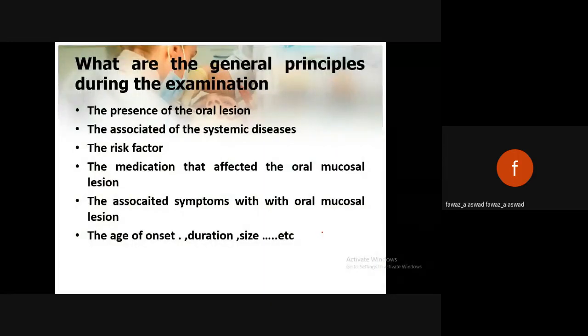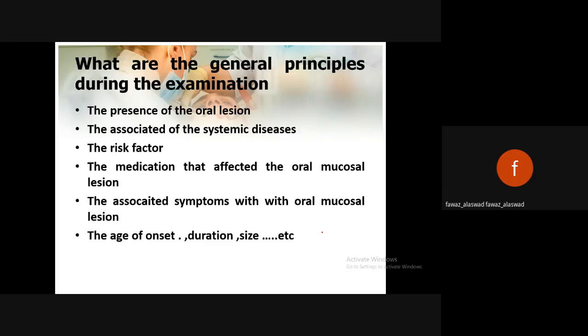So what are the general principles when we deal with this subject? Anyhow, we consider the presence of any oral mucosal lesion, whether this type of lesion is white or red, and we know the relation between these types of lesion and systemic involvement, whether the systemic disease is associated with these lesions at early involvement or late. Sometimes the systemic disease has its oral manifestation in the oral cavity at the beginning, and only after that is the systemic disease diagnosed.